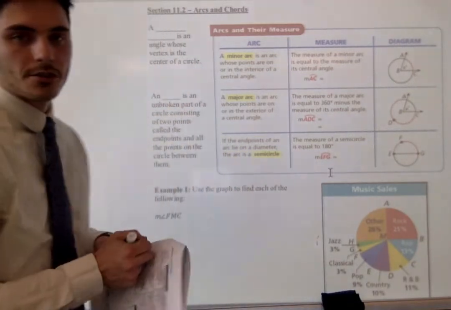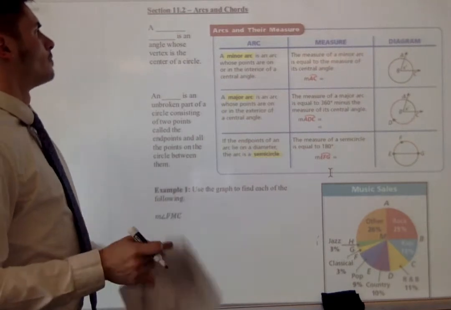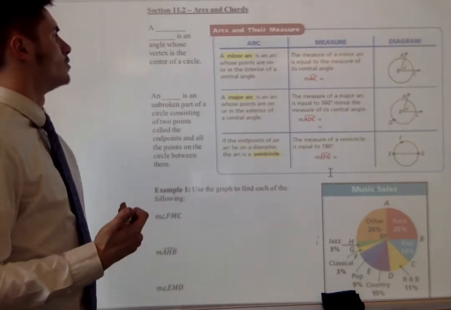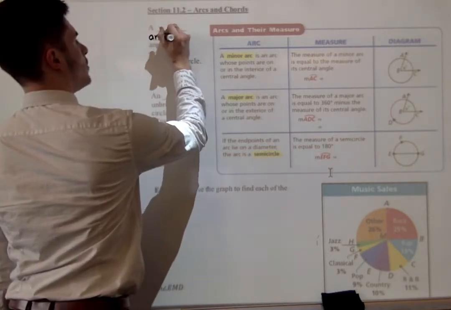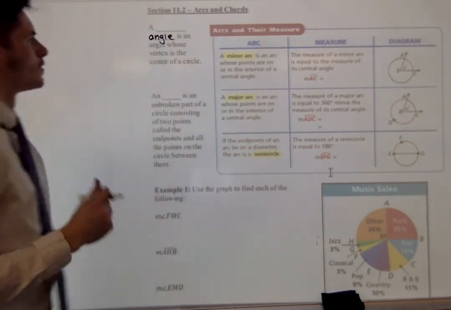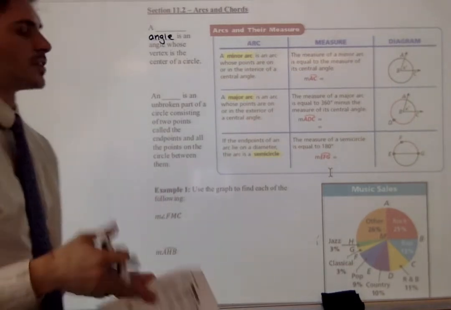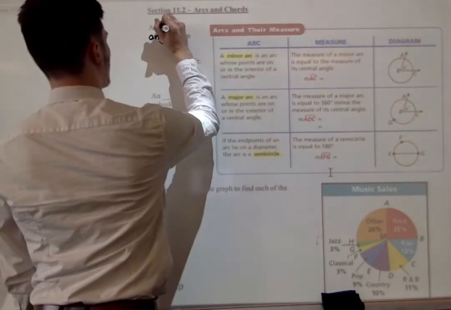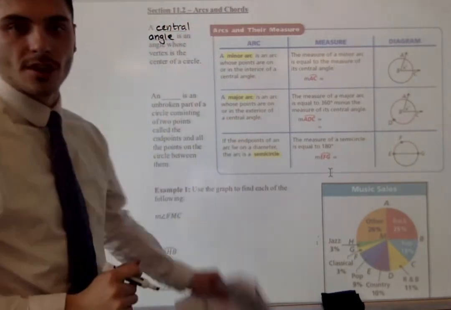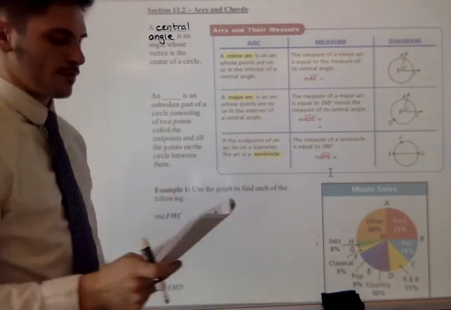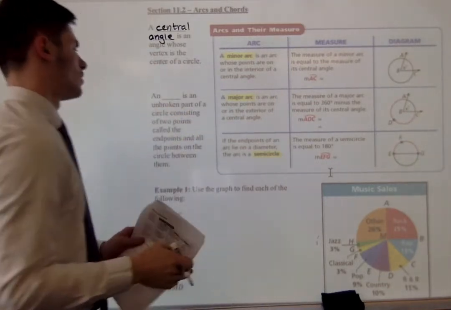So first things first, this is something we already can probably figure out. A blank is an angle whose vertex is in the center of a circle. So we know that we're going to have some type of angle. If it's in the center of a circle, it's going to be a central angle. So central angle right here.